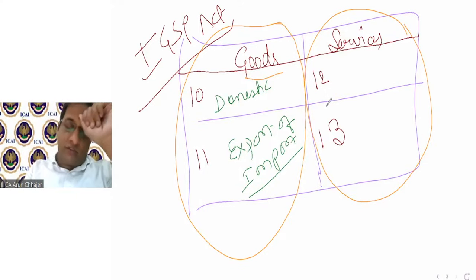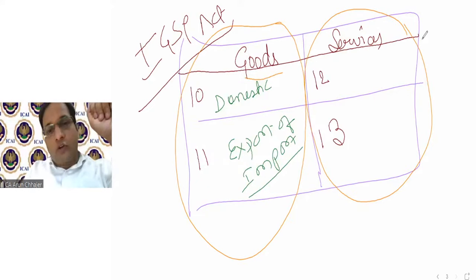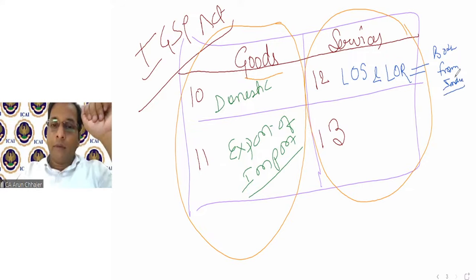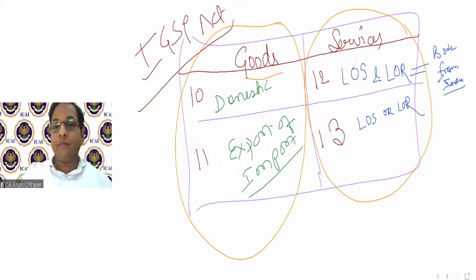In case of services, either Section 12 would be used or 13 would be used. What is the difference? In short, I am using the word LOS to mean location of supplier and LOR location of recipient. If both are from India, LOS or LOR, then Section 12 applies. Anyone is outside India.